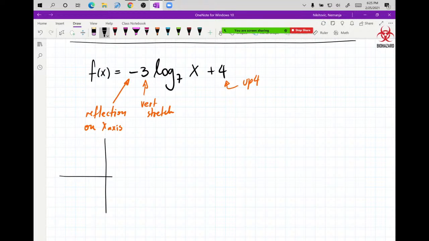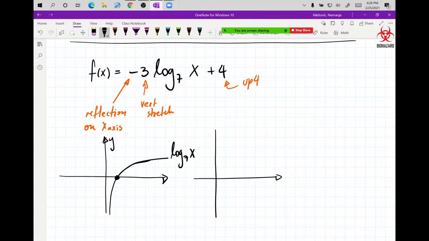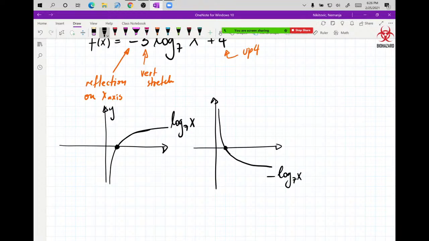Okay, we start with the vanilla case. So this is going to be my log 7 of x. And remember what I said, always reflect first. If there is reflection, please reflect, then start shifting. So a reflection over here, again, it's still going to go through 1. Reflecting on the x-axis is just going to go like that. So this is your negative log 7 of x.